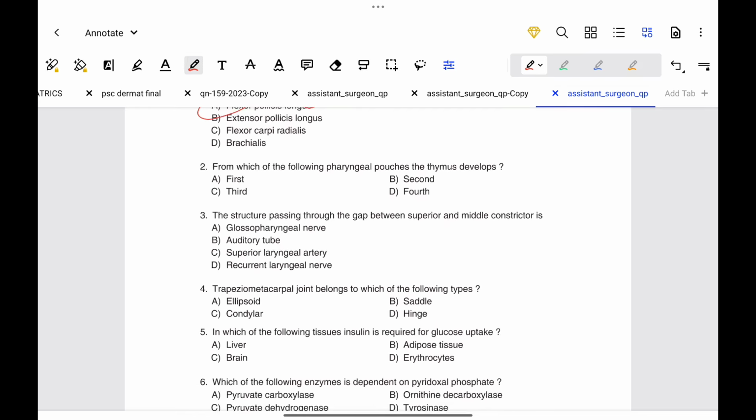Next question. From which of the following pharyngeal pouches does the thymus develop? Thymus develops from the third pharyngeal pouch. Option C. Next question. The structures passing through the gap between the superior and middle constrictor is?